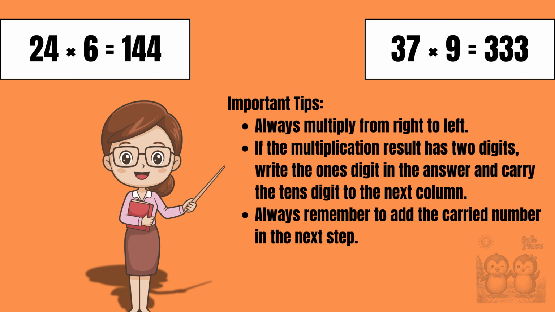If the multiplication result has 2 digits, write the ones digit in the answer and carry the tens digit to the next column. Always remember to add the carried number in the next step. By following these steps carefully, you can solve many multiplication problems using the column method.